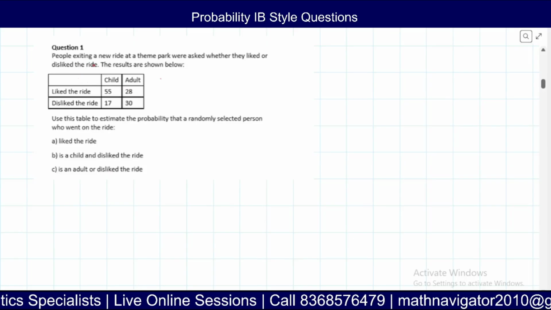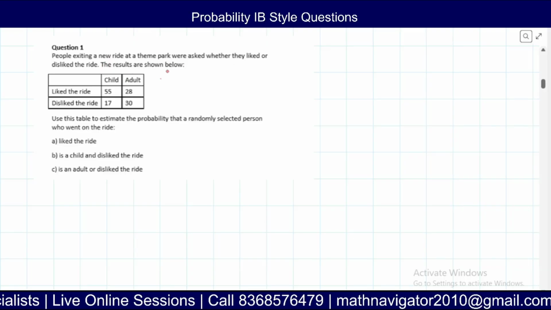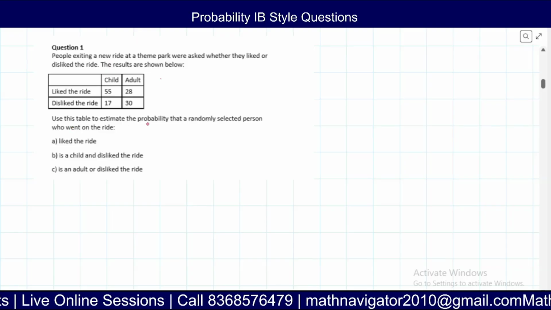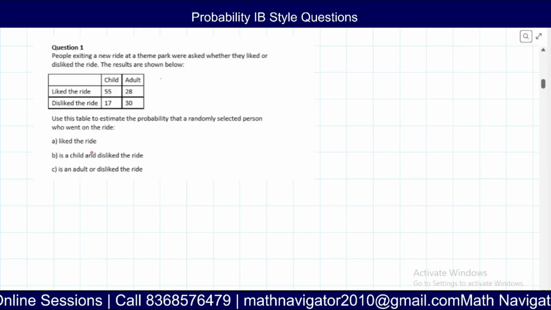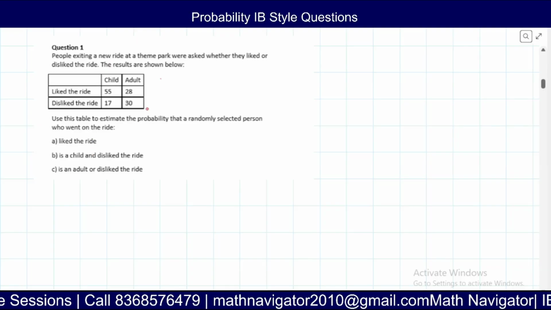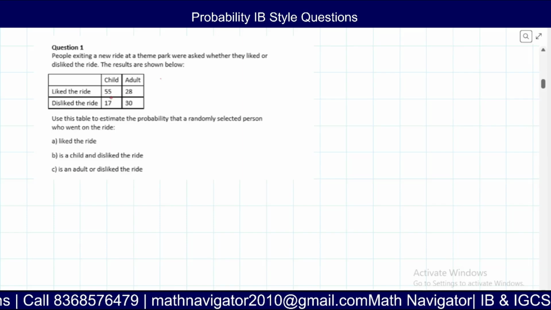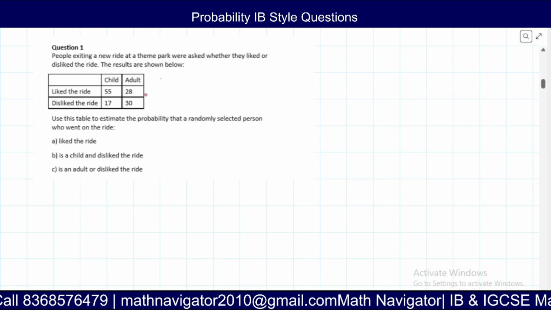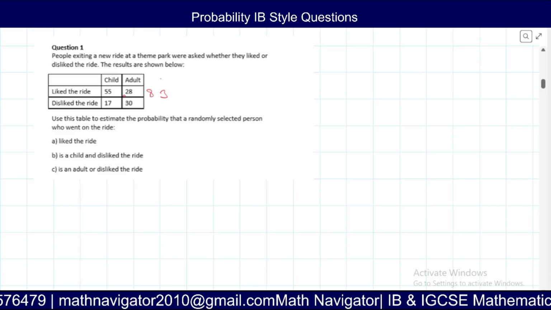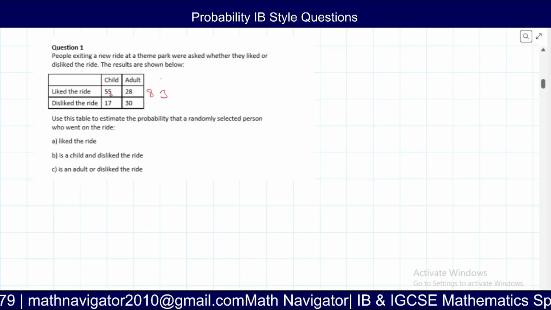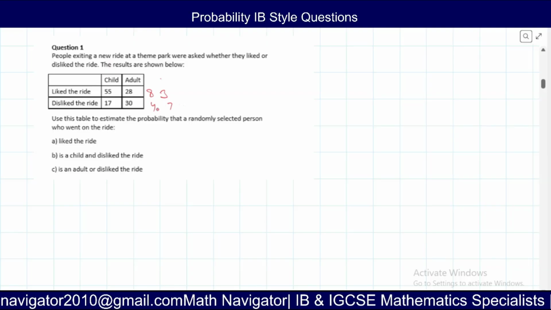People exiting a new ride at a theme park were asked whether they liked or disliked the ride. The results are shown below. Use this table to estimate the probability that a randomly selected person who went on the ride liked the ride. So first we need to make a total here.